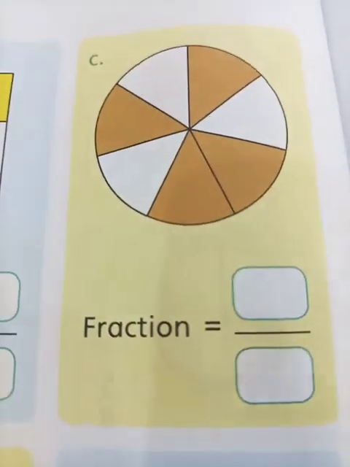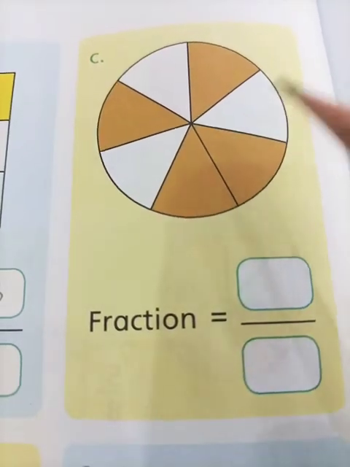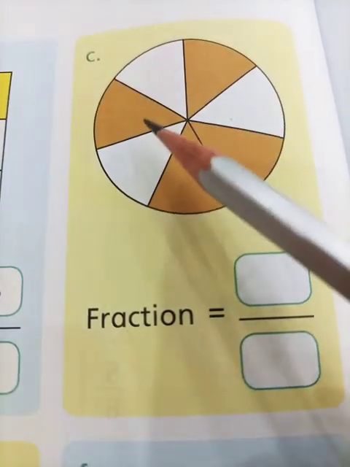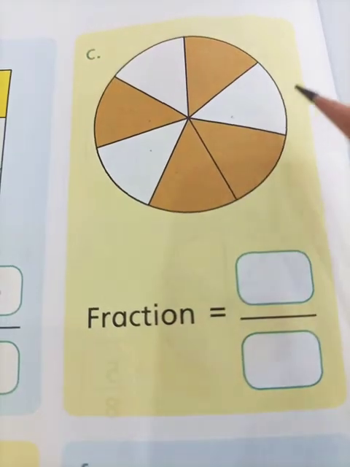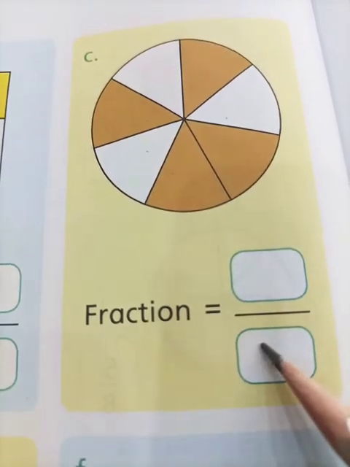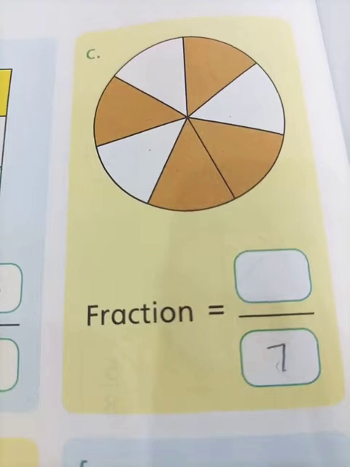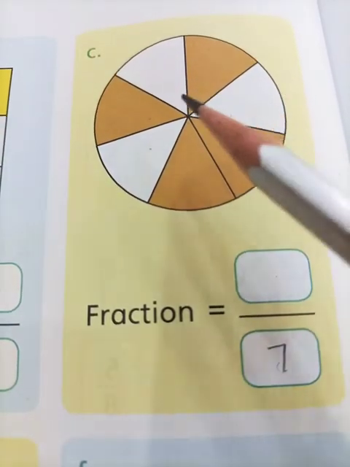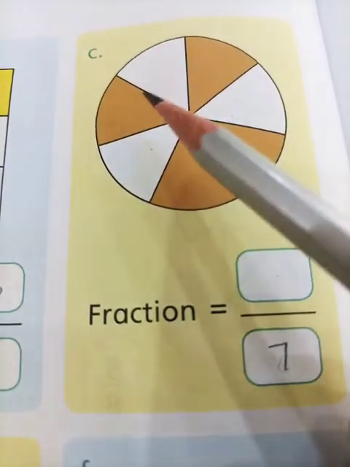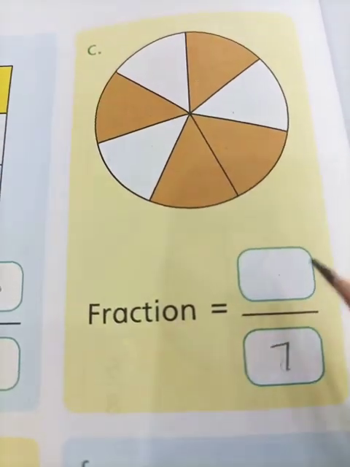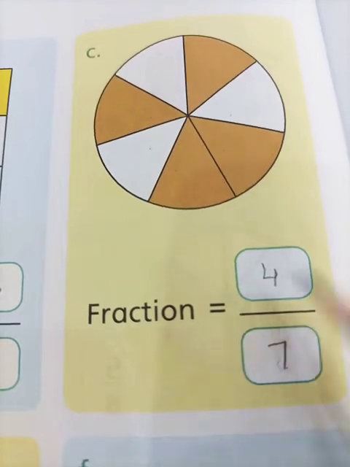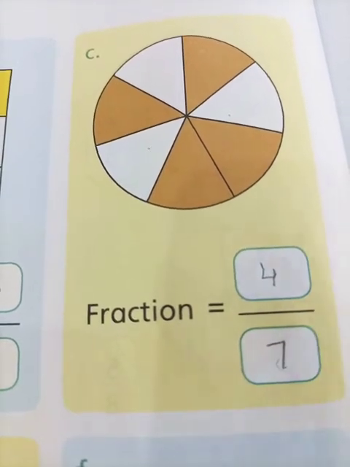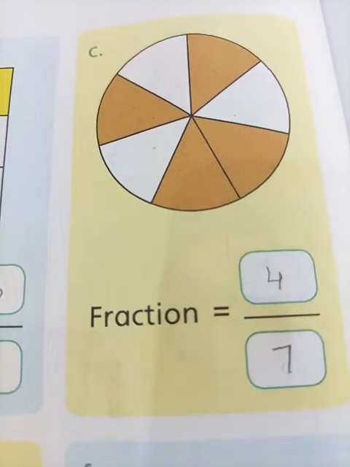Okay. Here in the part C, look at this circle. Firstly, you will count the total number of parts 1, 2, 3, 4, 5, 6 and 7. Here I have the total parts, that are 7. Okay. Now you will count the parts that are colored. 1, 2, 3 and 4. Here 4 parts are colored, which means that 4/7 of this shape is colored. Okay. Come toward the next part D.